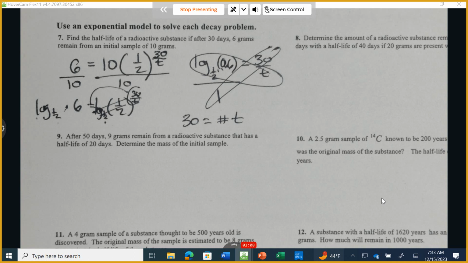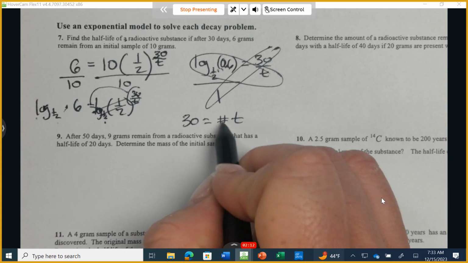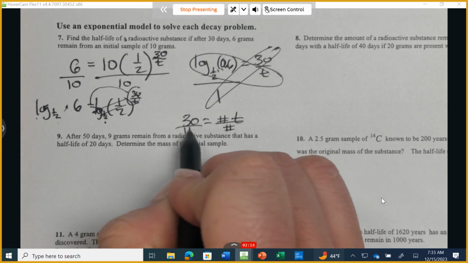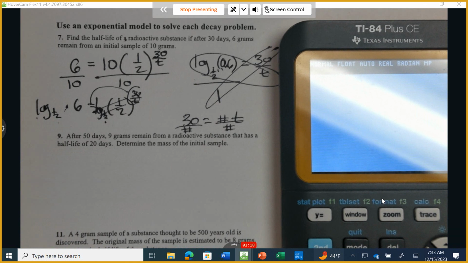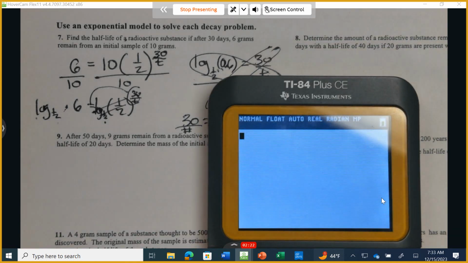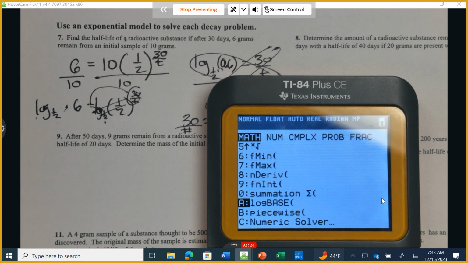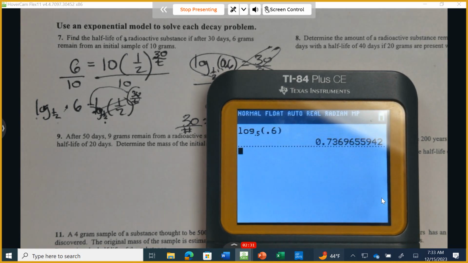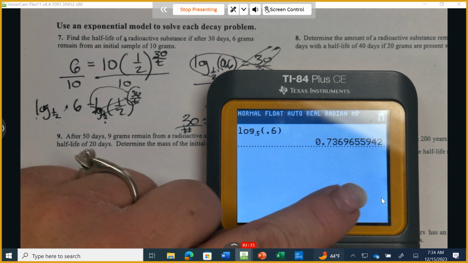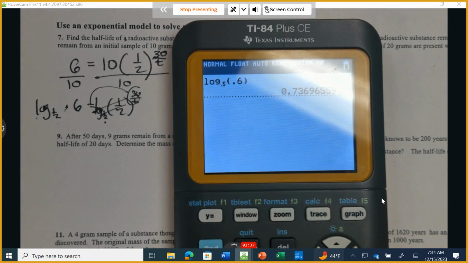And if I want to isolate the t to find out what is the half-life of this radioactive substance, I have to divide by that ugly number. So I'm going to first figure out what that number is. In order to find out what that number is, notice that I have a base that's not 10. So I'm going to hit math and go up 3. I'm going to put in 0.5, but you definitely could use 1/2 and get the same answer, and 0.6. So this is that ugly number, and I don't want to round that and then have to round again at the very end. Now I'm going to take 30 and divide by that exact number.